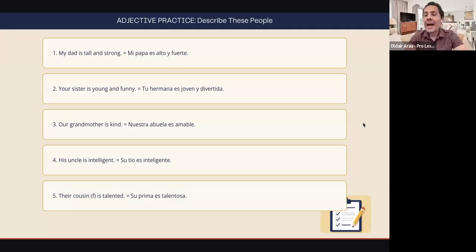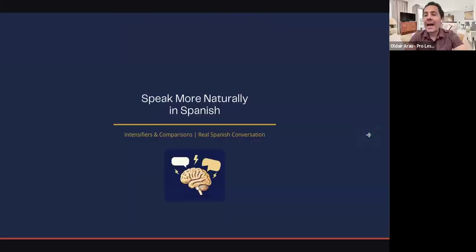Next one. Their cousin is talented. Su prima es talentosa. Let's convert this one to plural. Sus primas son talentosas. Okay, hopefully this is making sense. Gender and number. It's quite an element here that comes into play when speaking Spanish. Reason why you need to take the time to study it, all right?